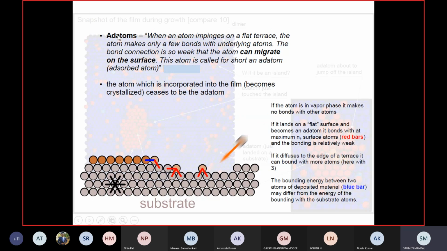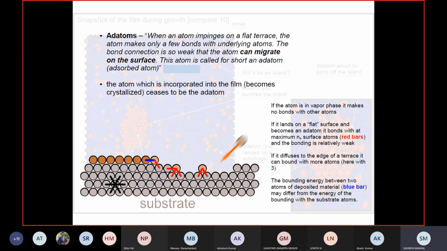Now let's come to the adatom. This is one of the important terminologies. When an atom impinges on the flat terrace, the atom makes only a few bonds with the underlying atoms, and the bond connection is so weak that the atom can migrate on that surface. This atom is not a part of the substrate and the film is not yet formed. So in this situation, we call it an adatom.